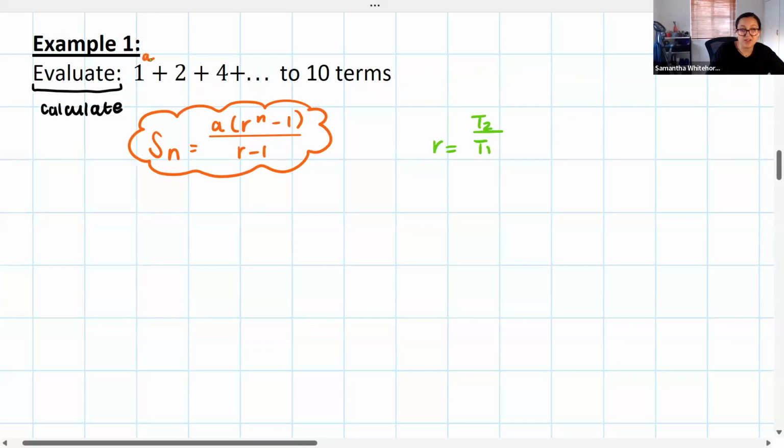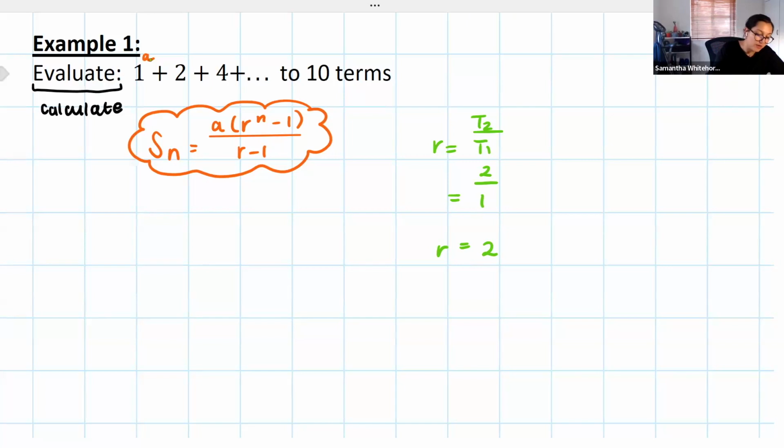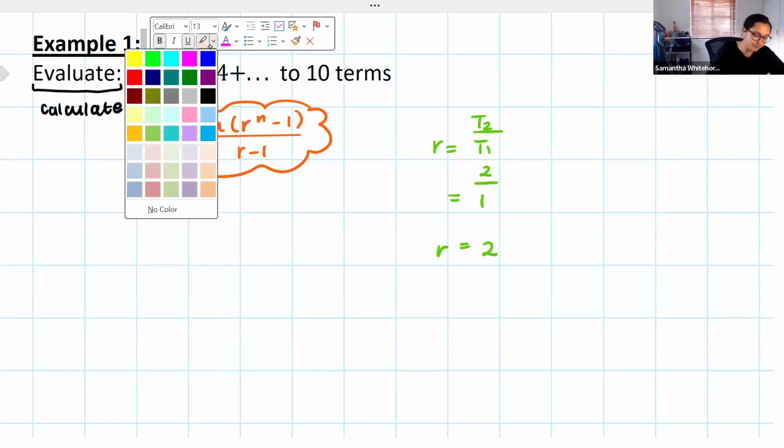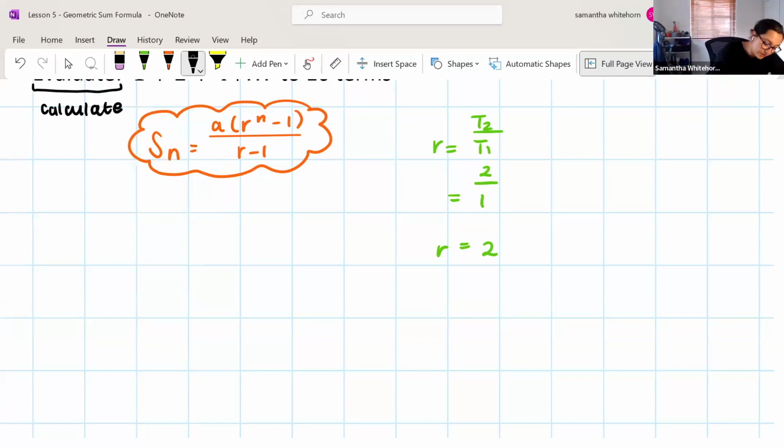Now, this is quite an easy R value. You don't even need to show this ratio because it is quite easy. But it would be term 2, which is 2, divided by term 1. And so your R value here is 2. It would be the same if you said 4 divided by 2. You still get that constant ratio, which is why it's a constant ratio. So we have all of the information that we need, and we can go and substitute into our formula.